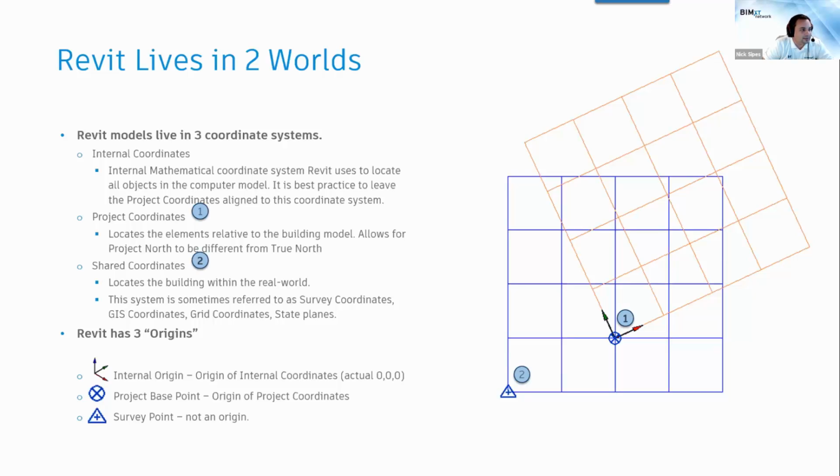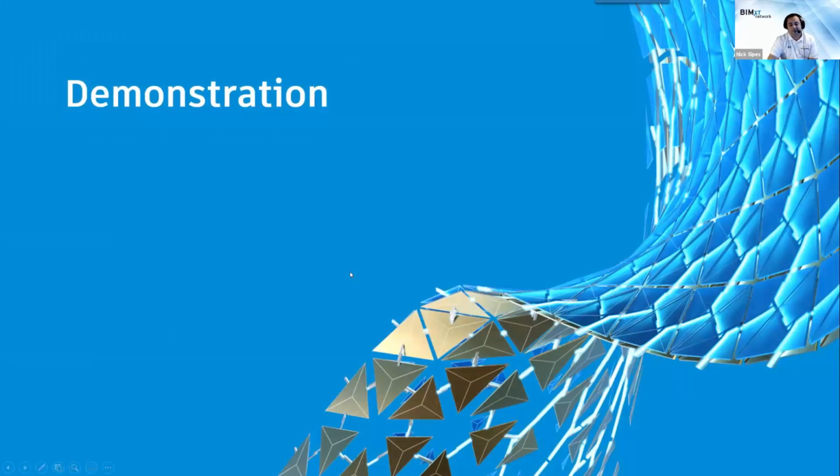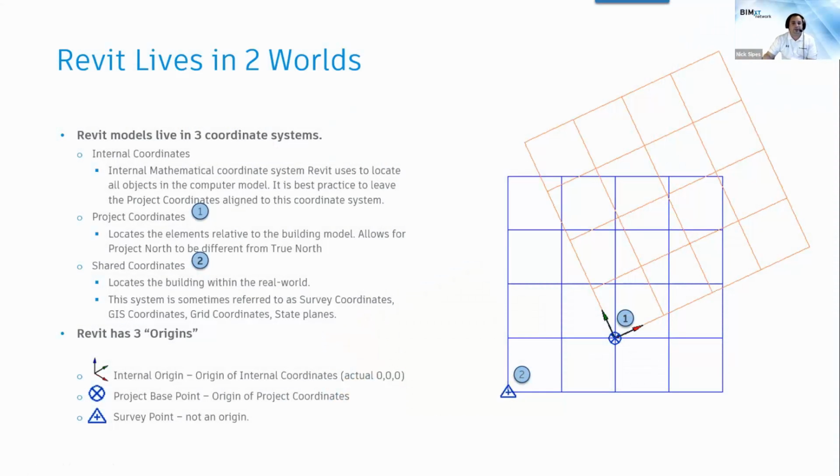Someone's asking, do you share coordinates with civil engineer? So the shared coordinates, this is where we start getting into the demonstration, which we don't have time for. But yes, in a perfect world, your shared coordinates inside Revit and between all your building files are the same as the one with the civil.